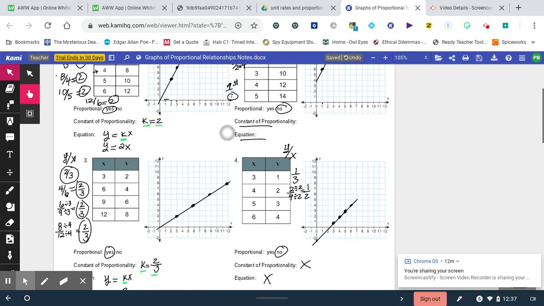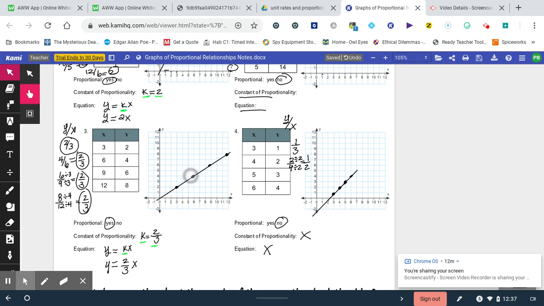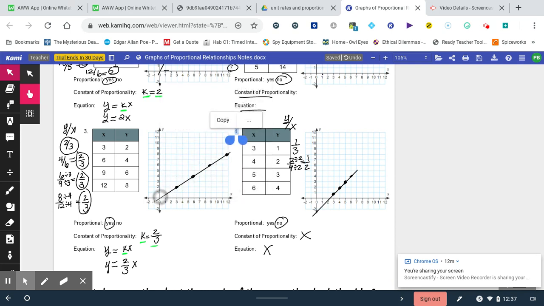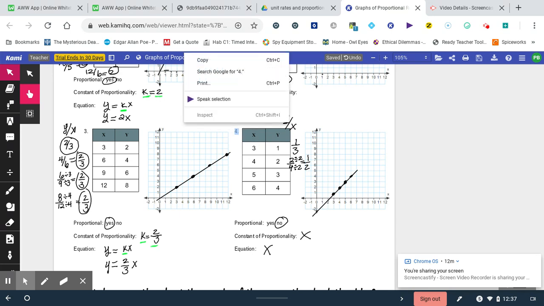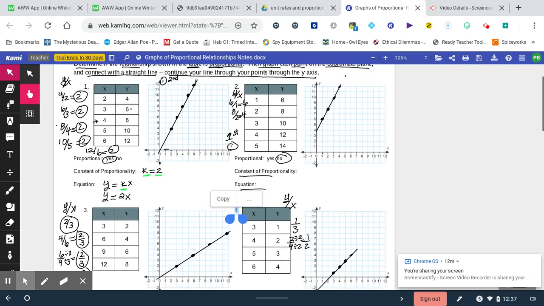Okay, let's see if the other one is a straight line that touches 0, 0. So let's go look at this other one. This one, number 3, was proportional. Well, it was a straight line, and what did it go through? It also went through the point 0, 0. Okay, so it went through the point 0, 0 right here. And let's take a look at the other ones, the non-proportional ones.